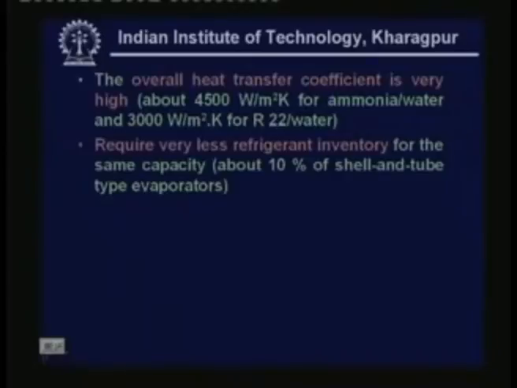And these types of evaporators require very little refrigerant inventory for the same capacity. That means the total amount of refrigerant to be charged into the system is much less when you are using a plate type evaporator. For example, it will be about 10% of shell and tube type evaporators for the same capacity. So this is an advantage because it reduces the cost, and if you are using some toxic refrigerant, it is also safer to have less refrigerant.